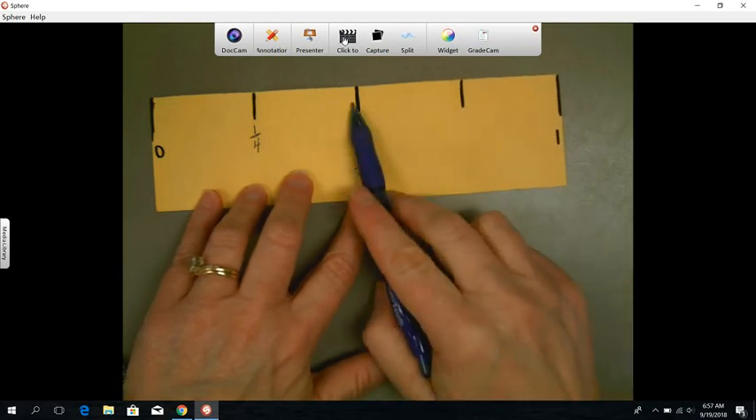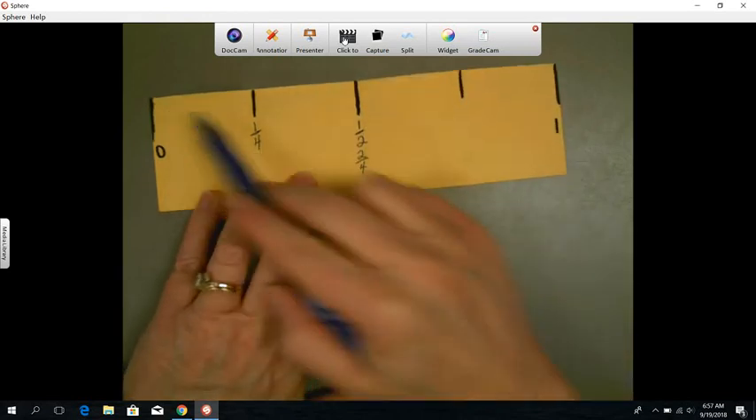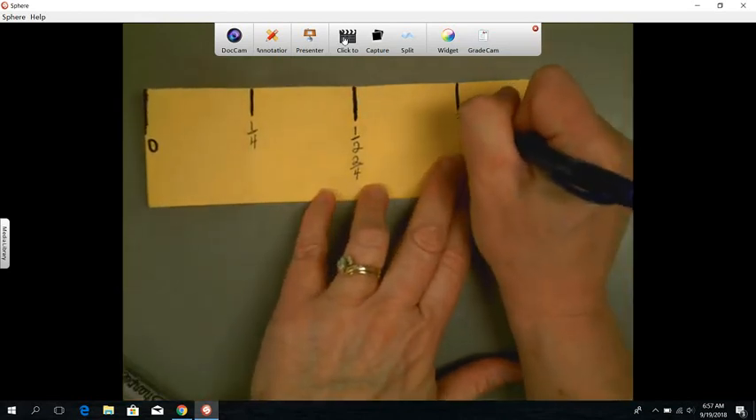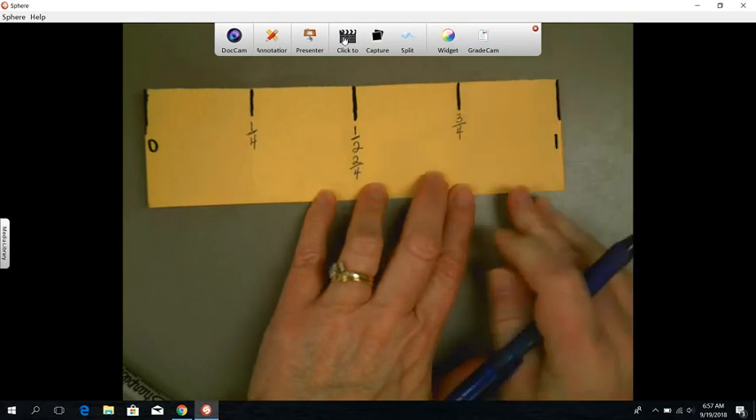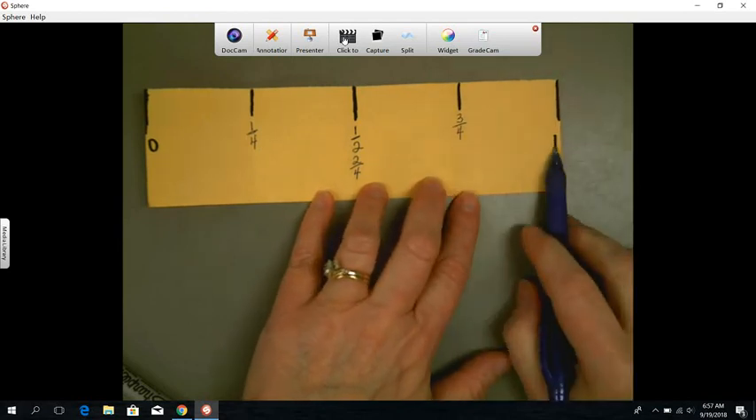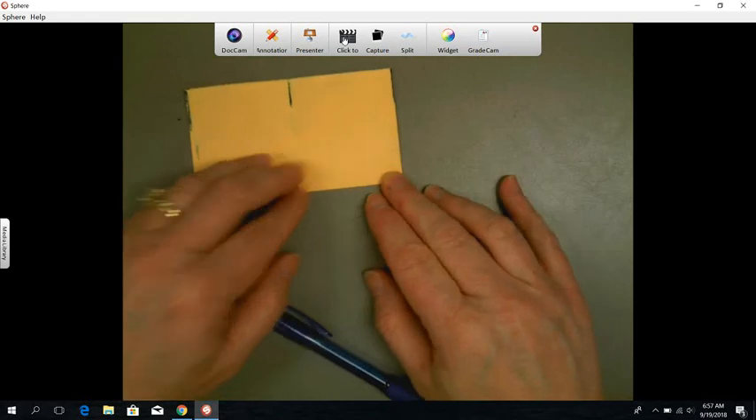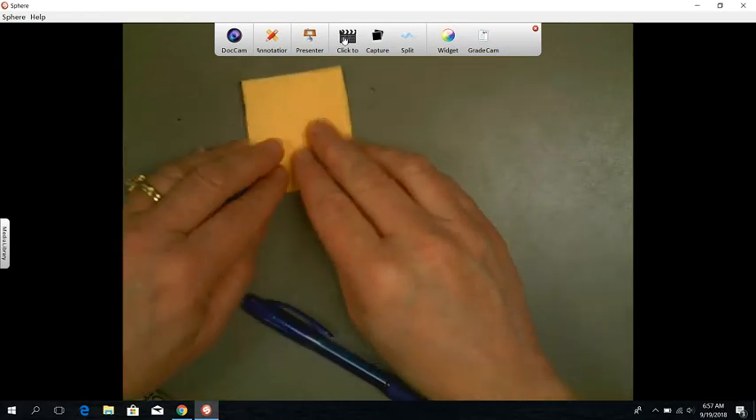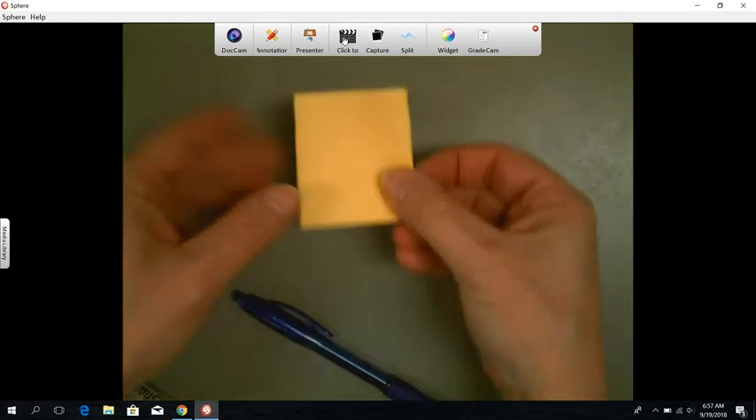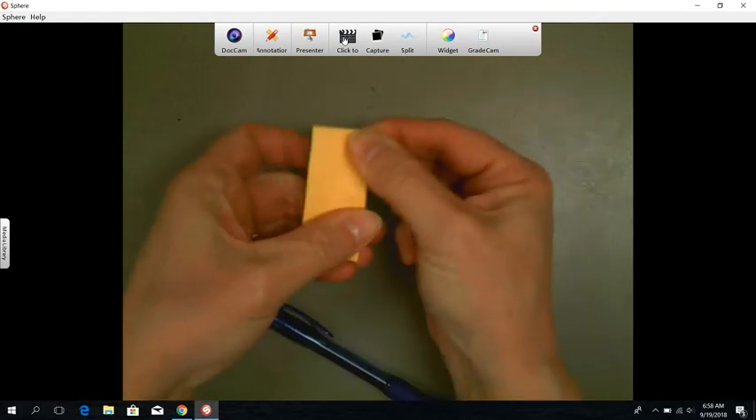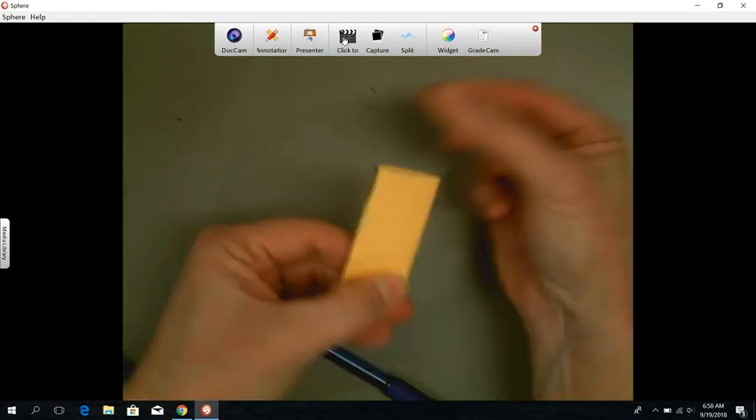And then if I go over one more section, I've gone over 1, 2, 3 out of the 4, so this is going to be equal to 3/4. And then, of course, 4/4 would be equal to 1. All right, so I'm going to fold it one more time. So I'm going to fold it back to where I had it in half, fold it again, and then fold it one more time. So now it's even smaller. How many sections do you think we're going to have?